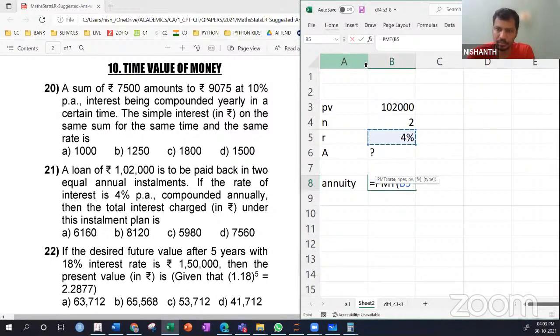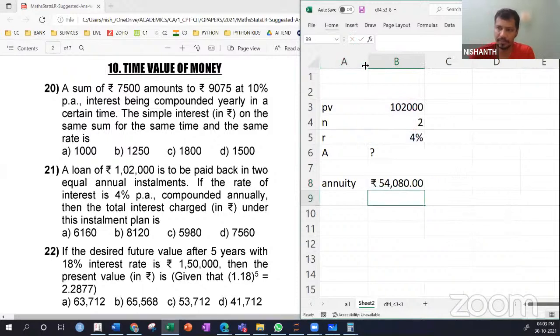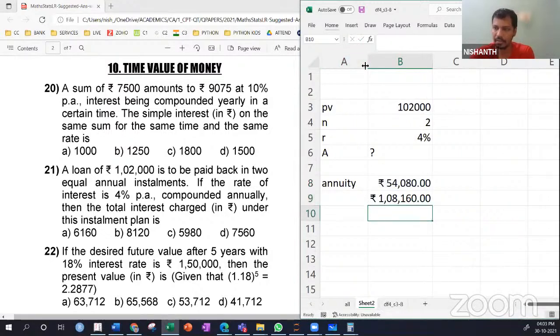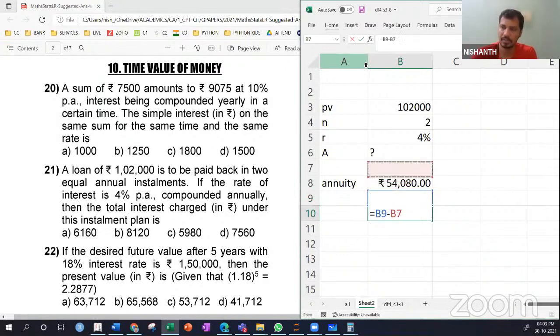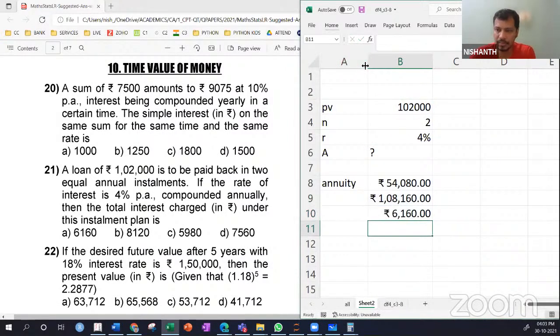So 2 means it's there and it's annual installments. So rate and period. So he's paying 54,080 every year to be paid off. So total he has paid 1,800 something this much. So this minus this will give you 6,160. Option A is the answer.